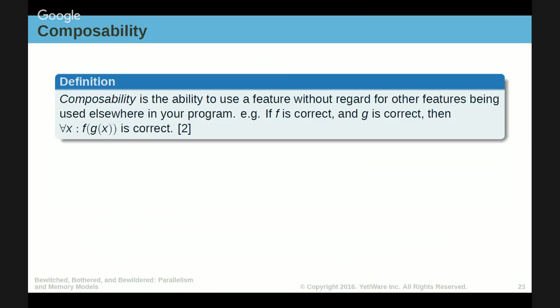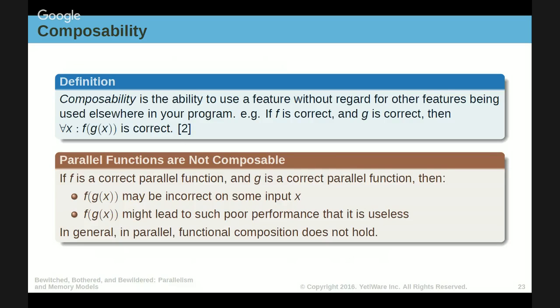So when you have composability, we have the ability to use a feature without regard for other features being used in your program. So I have F is correct and G is correct. Maybe you wrote F and you wrote G, and I'm just going to use the two of them together. You can't actually do this in parallel. The implications for software design are enormous, because this means that I can't just pick up something that Marcelo wrote and call it. Not unless there are a lot of layers of compatibility.